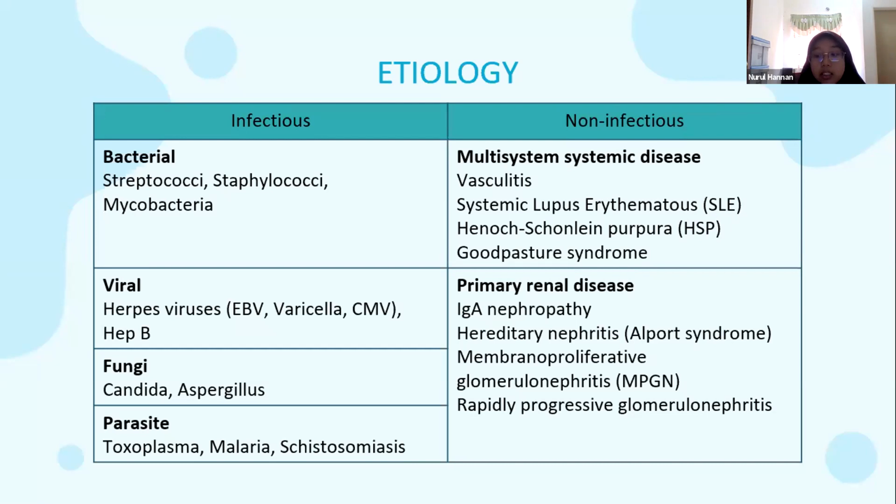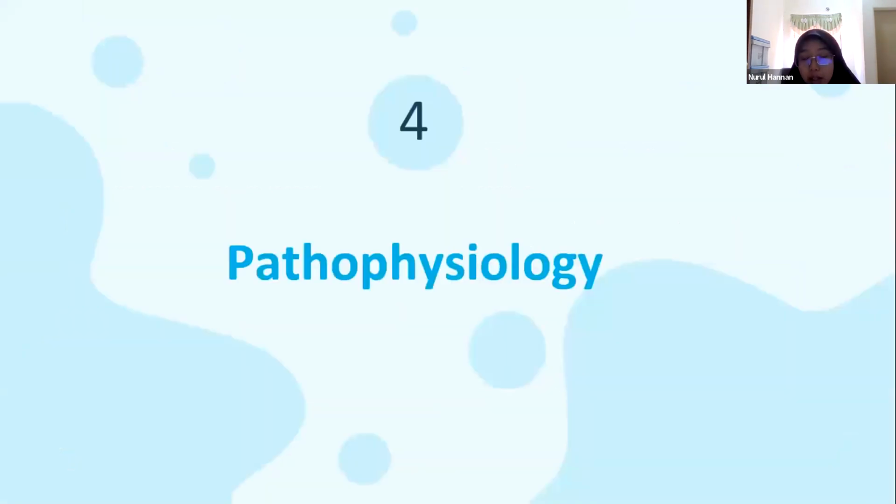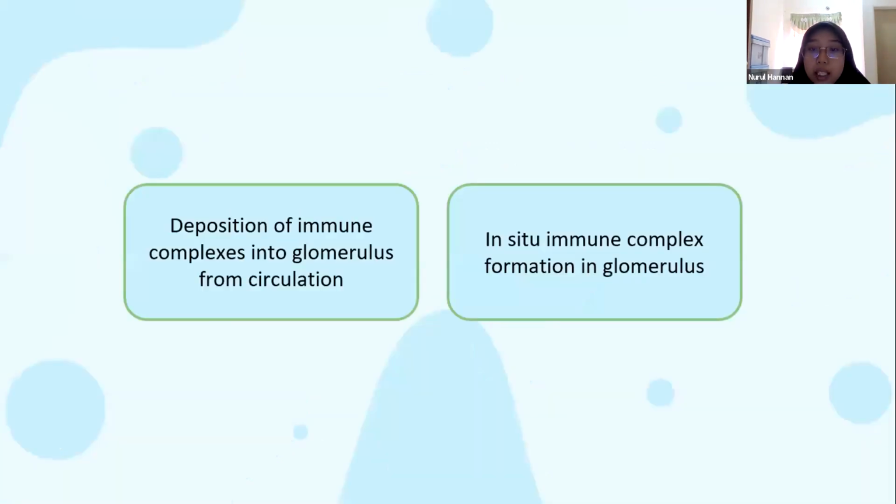Okay, so I will just explain a little bit about the pathophysiology of glomerulonephritis. It can be due to two mechanisms. The first one is deposition of immune complexes into the glomerulus from the circulation. If there is a circulating immune complex in the circulation, there will be passive deposition into the glomerulus, and it will cause immune complex deposition in the glomerulus.